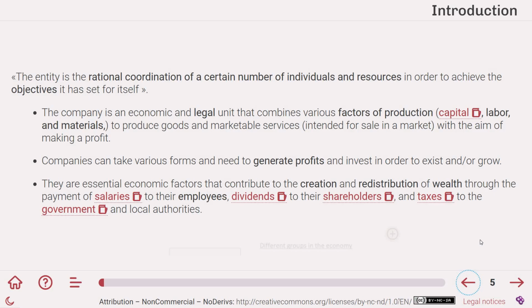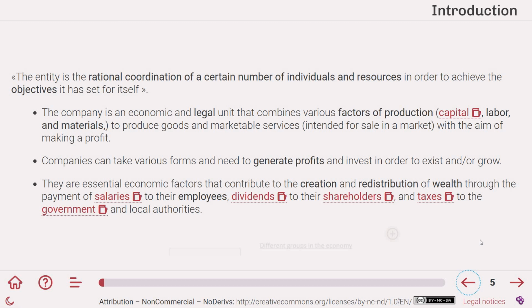So the company is an economic and legal unit that combines various factors of production, capital, labor and materials, to produce goods and marketable services intended for sale in the market, with the aim of making profit. As we say, the main objective of the economic entity is maximizing profit.